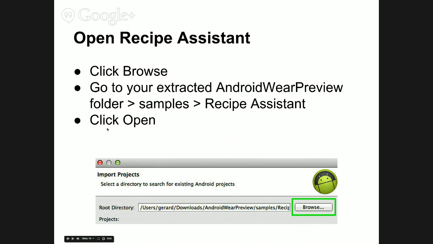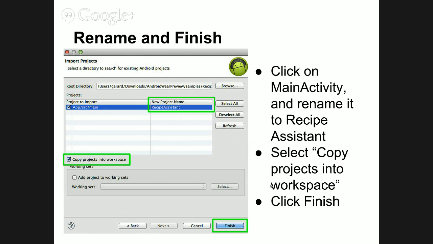Then you click Next, you pick the location of the sample, then you hit Open. By default it was called main activity. I don't like that, so I renamed it. You can rename it. Then you say copy project to your workspace and then finish. That way you can't mess up the original.